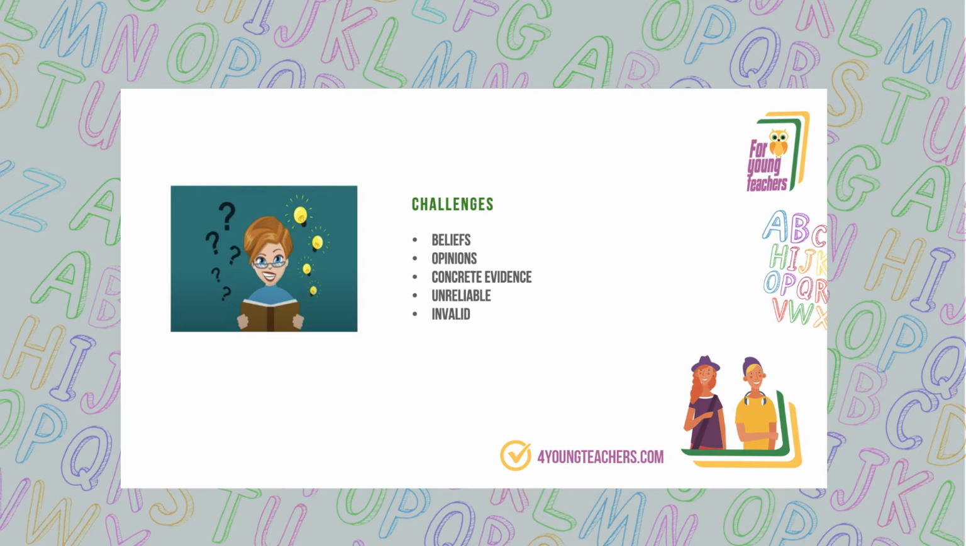Critical thinking is a valuable workplace skill for the 21st century, but developing this skill is a lifelong journey. Although critical thinking is a cognitive ability, it is linked to behavior. By changing and modifying this, we can develop elements of how we evaluate information and make decisions. But there can be some key barriers which affect our ability to think critically. Here are 5 key areas to be aware of and how to challenge them. They are beliefs, opinions, concrete evidence, unreliable, invalid.